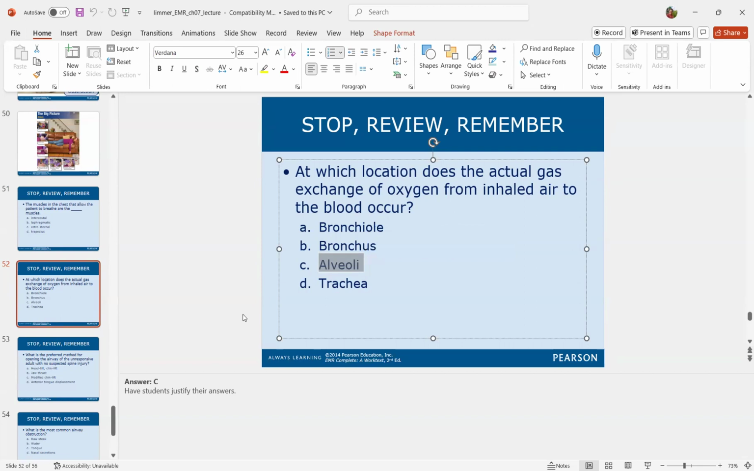So we have our oral and nasal pharynx, goes into our larynx, goes into our trachea, goes off into the bronchi, which then go into the bronchioles as they get smaller. And at the end of those bronchioles in our lungs is the alveoli.